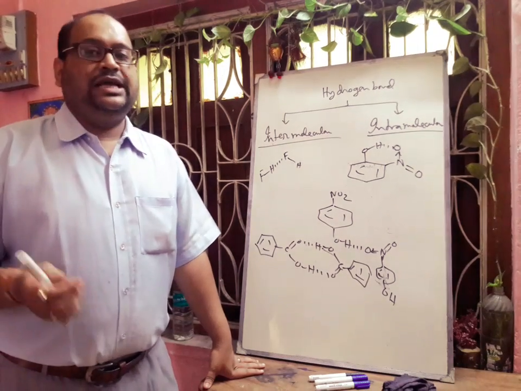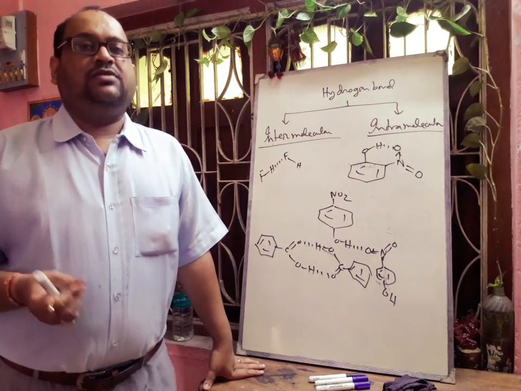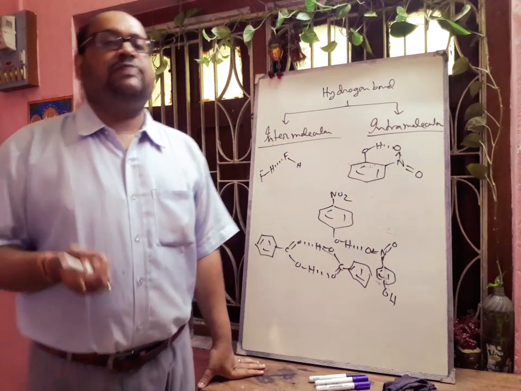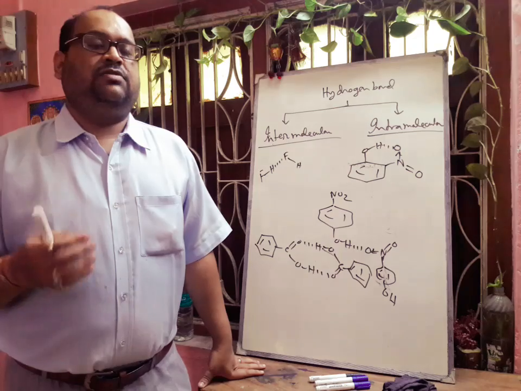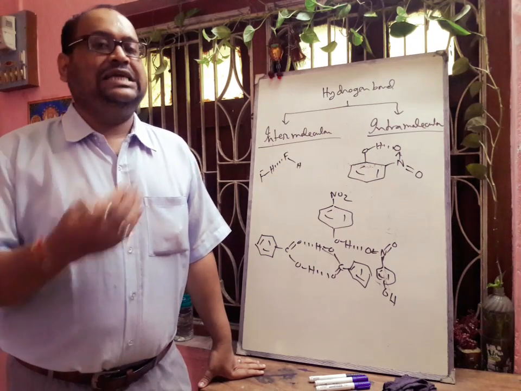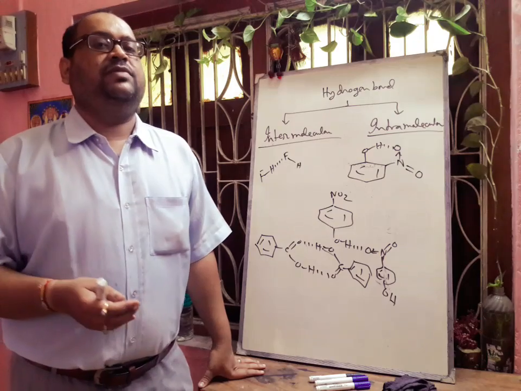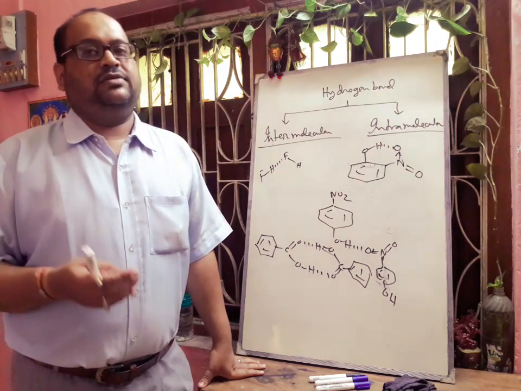Now sometimes we can discuss the solubility of alcohol in water. Alcohol also forms intermolecular hydrogen bonding with water, like methanol and ethanol. These are water soluble. But if we increase the alkyl chain length, then because of the hydrophobic effect, the solubility of the alcohol will decrease.